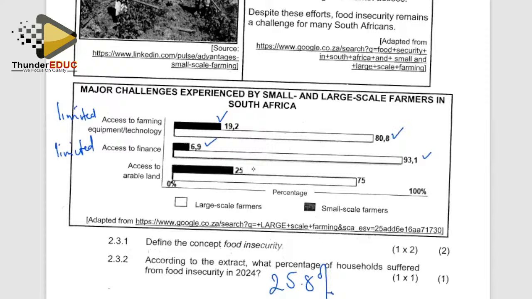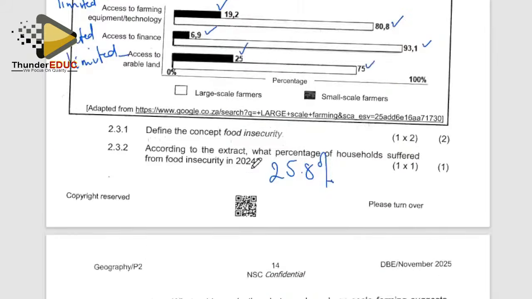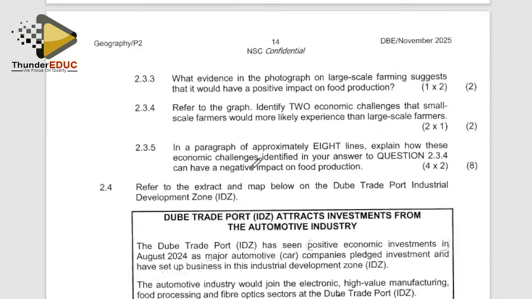So it's also unjustified that only 6.9% of the small scale farmers can have access to finance, while it's 93.1% for large scale. And also arable land, they are also limited in their access to arable land. Only 25% of small scale have got arable lands, while it's 75% of large scale that have access to arable lands. So those are the reasons.